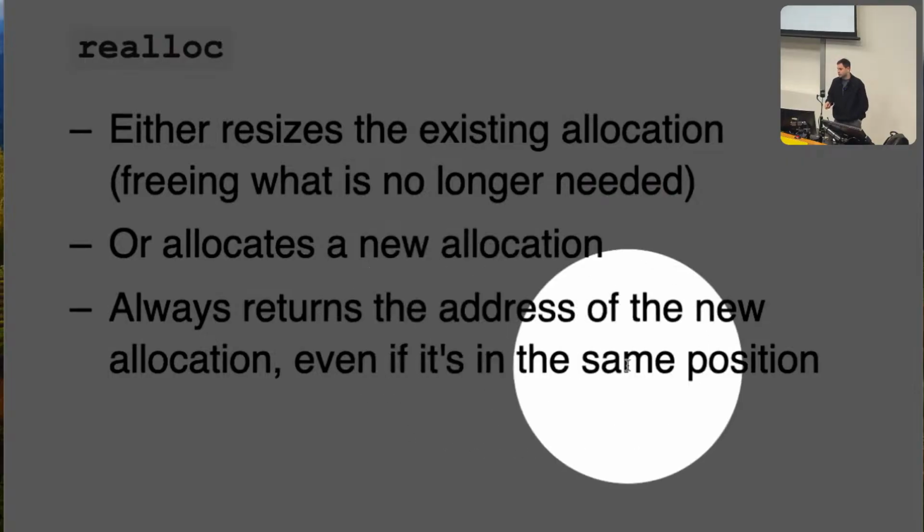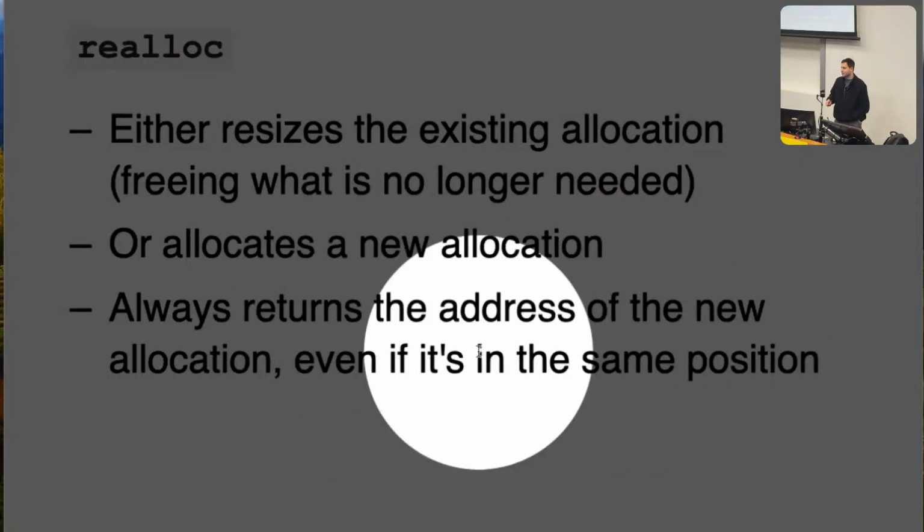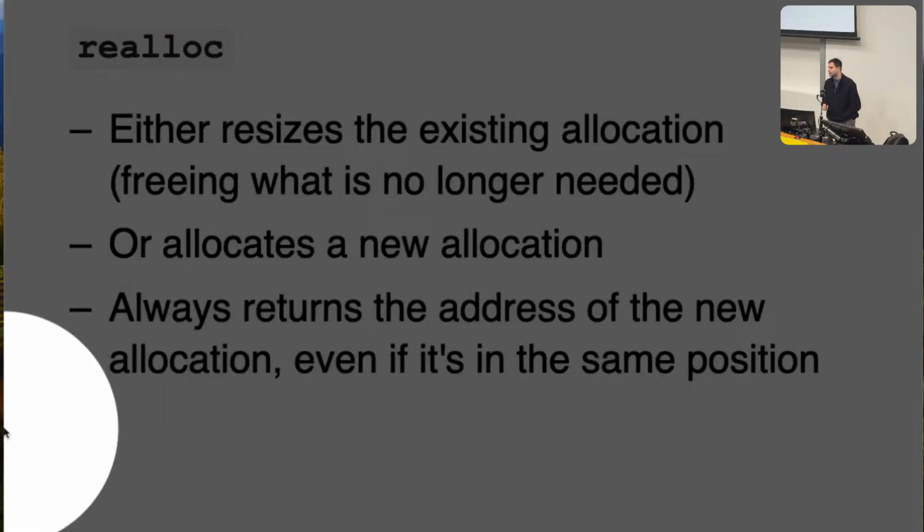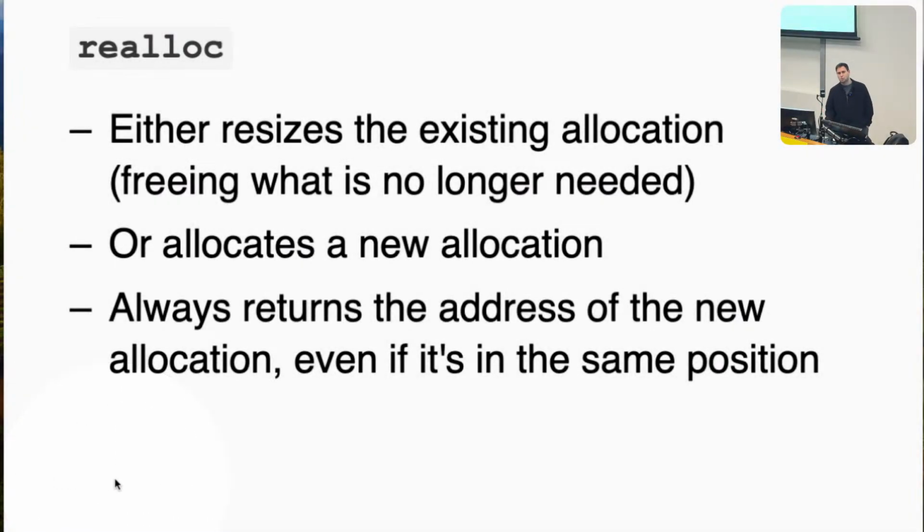And it always returns the address of the new allocation, even if it's in the same position. So this is kind of getting to something interesting and important that we don't really need to worry about. Maybe it's more of a 1521 thing, but when we reallocate memory, either if we shrink memory or grow it, sometimes the operating system will decide that it's beneficial to move that allocation. So realloc is not in place.